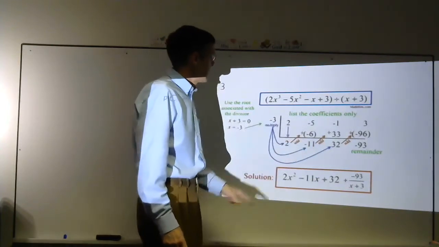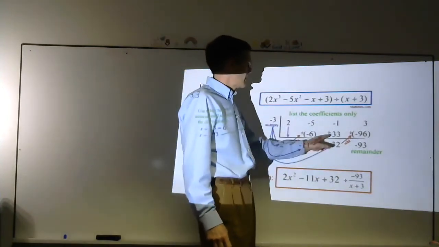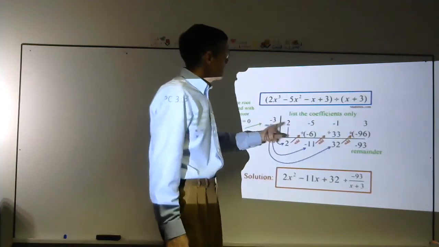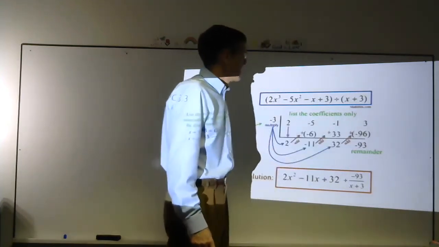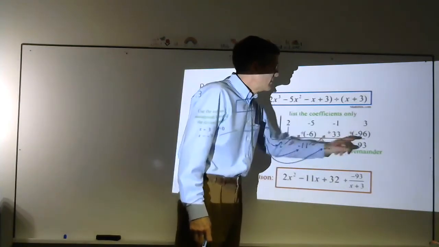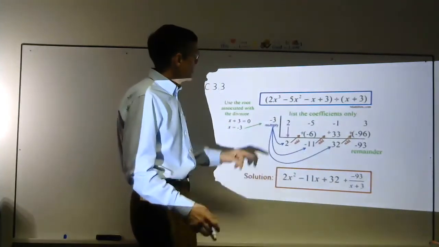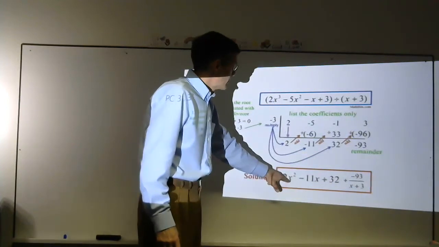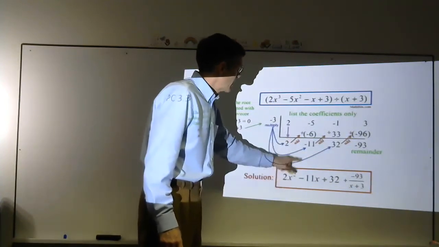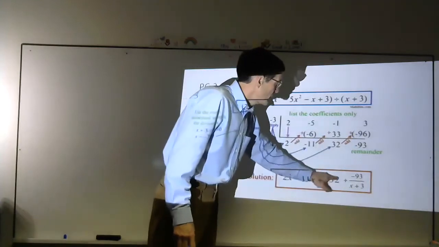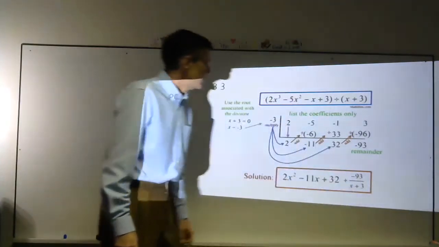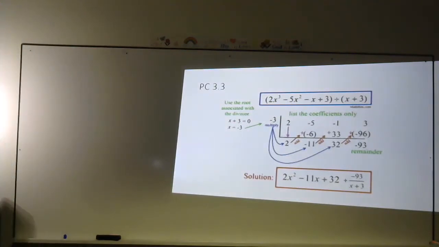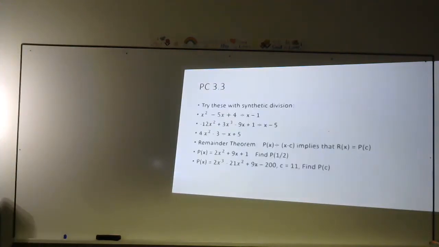Add them, -11. -3 times -11 is 33. Add them, it's 32. -3 times 32 is -96. Add it, it is -93 for the remainder. You started with an x cubed, so you drop it down to 2x squared. 2x squared minus 11x plus 32 plus the -93 over the x plus 3. Okay? It is that easy.